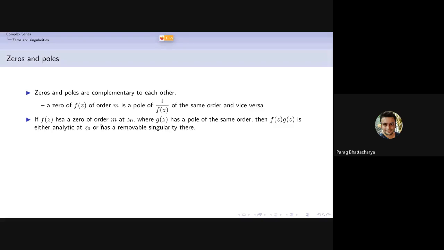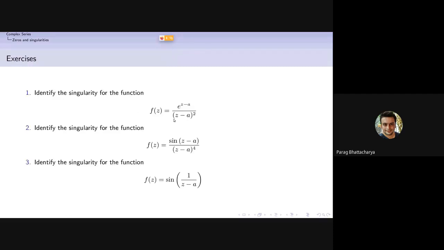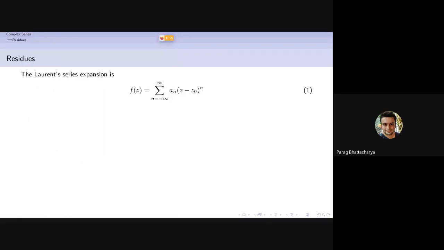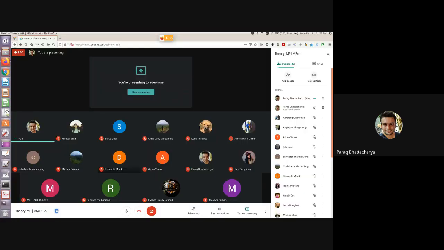Remember, we had this property, if a function has a zero... sorry, not here, just one second. I'll find this, just a second. Just give me one moment. I'm getting a phone call.